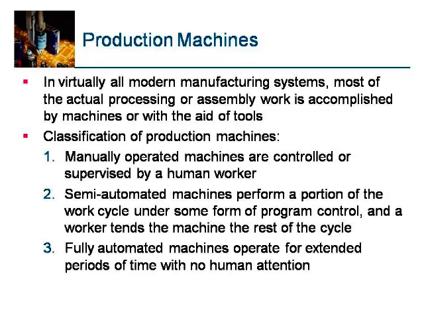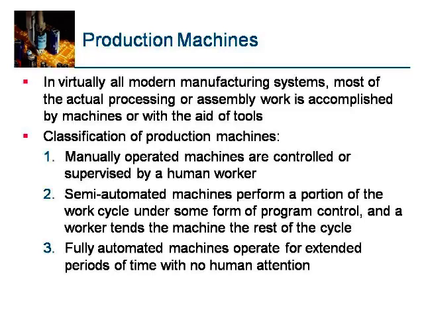Semi-automated machines perform a portion of the work cycle under some form of program control, and a worker tends the machine for the rest of the cycle. A copy turning lathe and other things come under this category of semi-automated equipment, where human intervention is reduced. A human being is required to load and unload the part from the machine. However, as far as operations on the part are concerned, a human operator is not required.